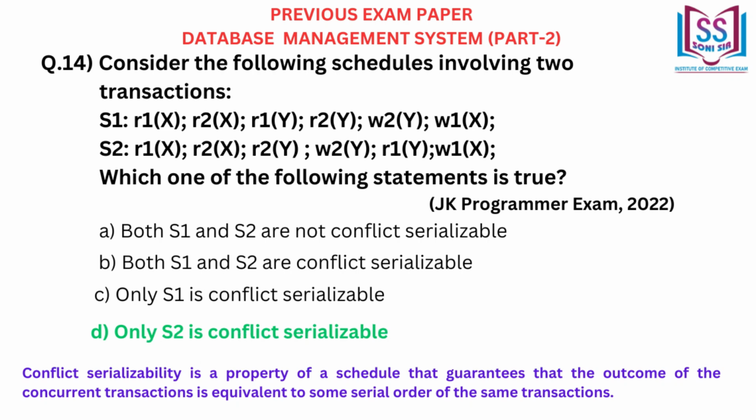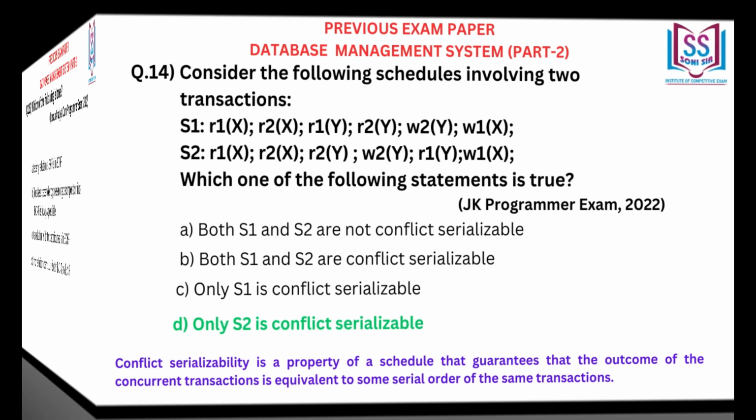Conflict serializability is a property of a schedule that guarantees that the outcome of the concurrent transactions is equivalent to some serial order of the same transactions.